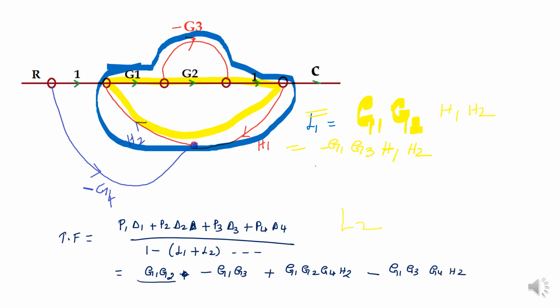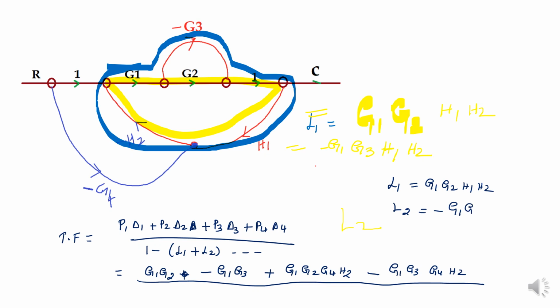So all are over. Here all the loops are touching the kth forward path. Here we are having two loops. Loop number 1 is G1, G2, H1, H2. Loop number 2 is minus G1, G3, H1, H2. And here I have to write 1 minus minus G1, G2, H1, H2.